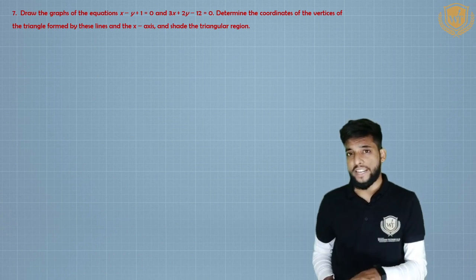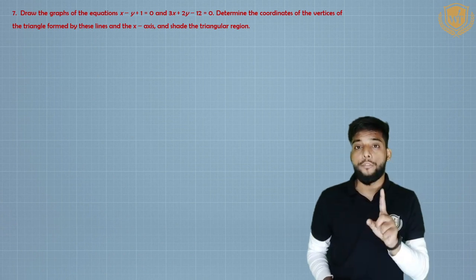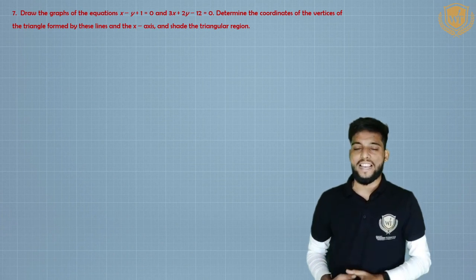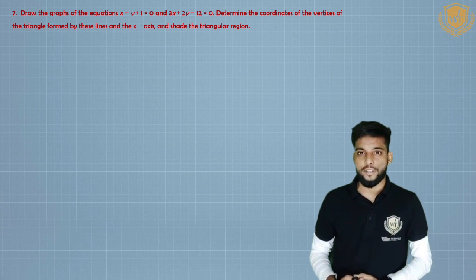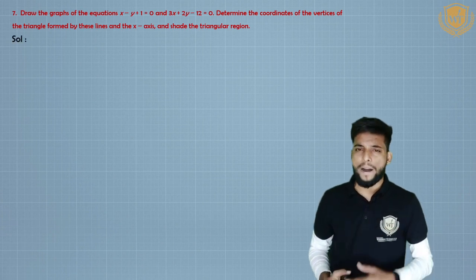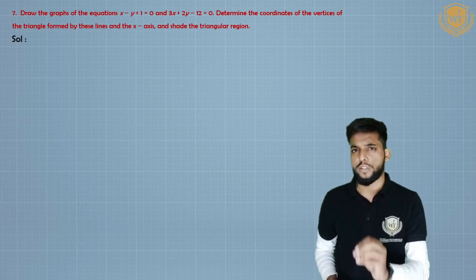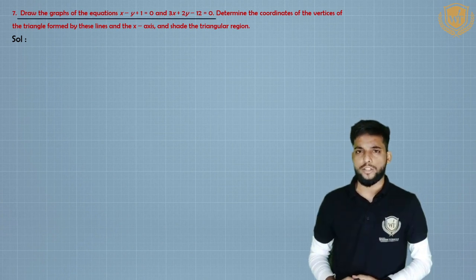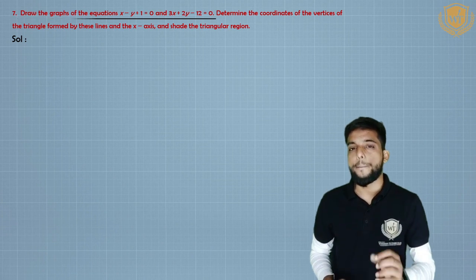Determine the coordinates of the vertices of the triangle formed by these lines with the x-axis and shade the triangular region. Now, students, this sum is divided into two parts. So, let us first focus on the initial part, which is to draw the graphs of these equations. So let us start by numbering the equations.